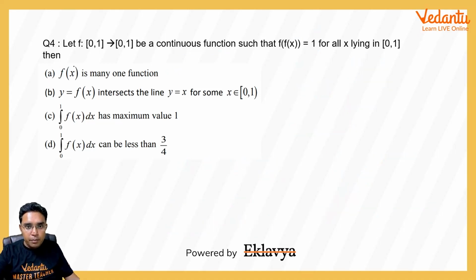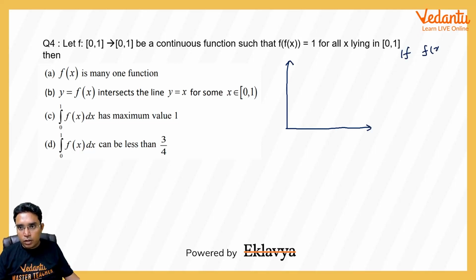Now coming to this B part, which says the graph of y is equal to f(x) will intersect the line y is equal to x for some x belonging to the open interval (0, 1). Now in one of these scenarios, I may take that f(x) is always equal to 1. Then this graph will be like this. And in this case, you can check that the y is equal to x line will be like this.